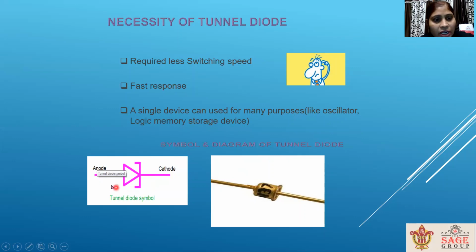This is the symbol of the tunnel diode. This is the anode, this is the cathode, and a T is written here. So this is acting as the tunnel diode. This is the picture of the tunnel diode.